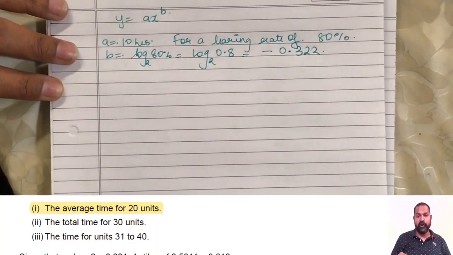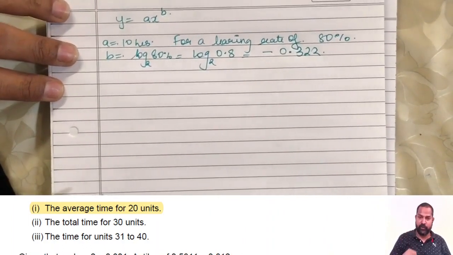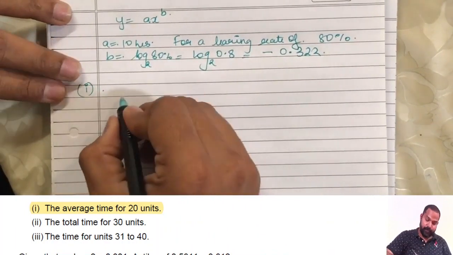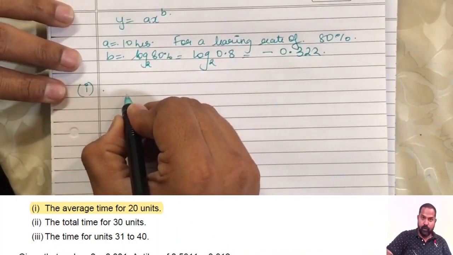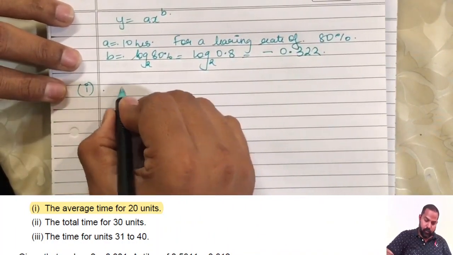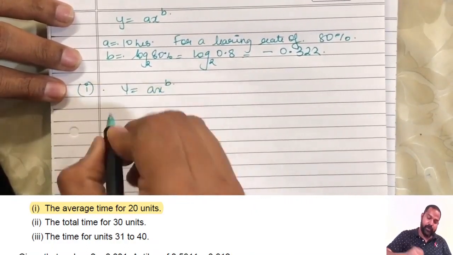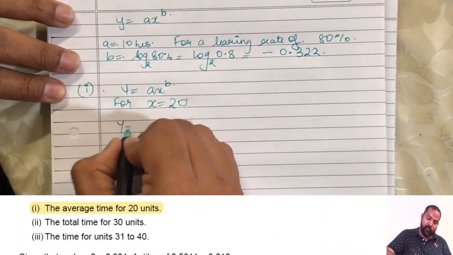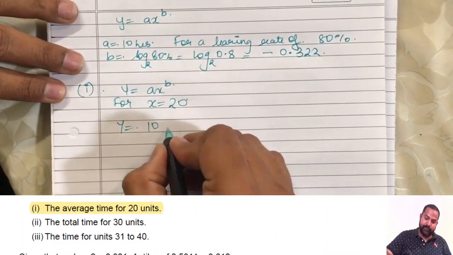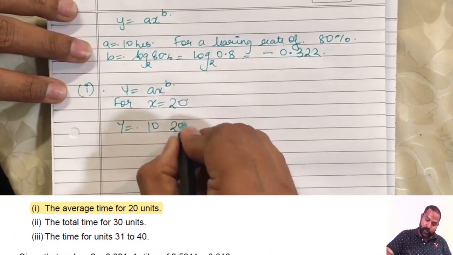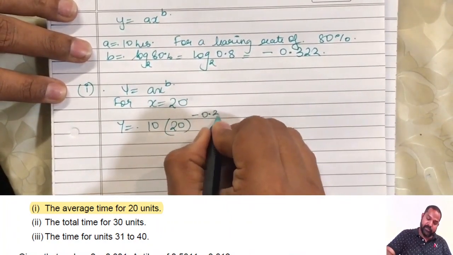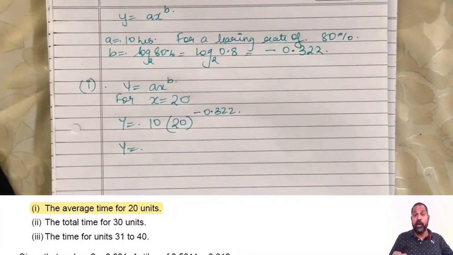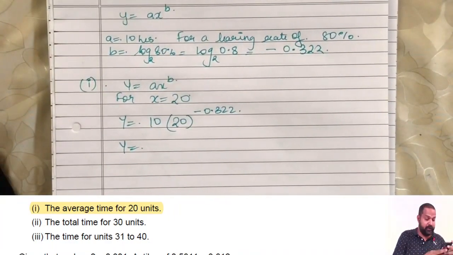So you want the average time for 20 units. So let's come to the first question, and we are going to say that y is equal to ax raised to b. So for x equals 20, y will be a, which is 10, x, which is 20, raised to b, which is minus 0.322. What does y become? Y becomes 20 raised to minus 0.322.